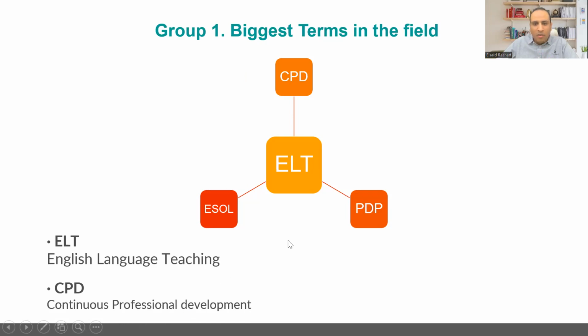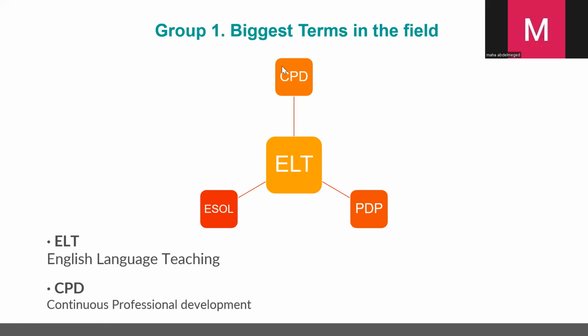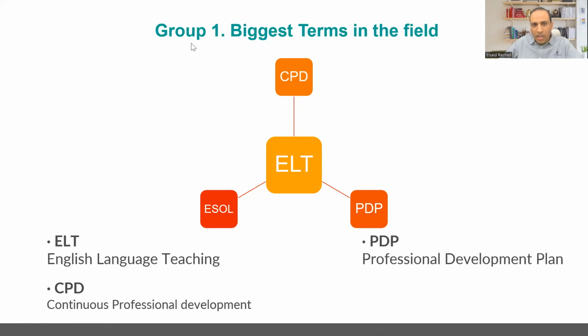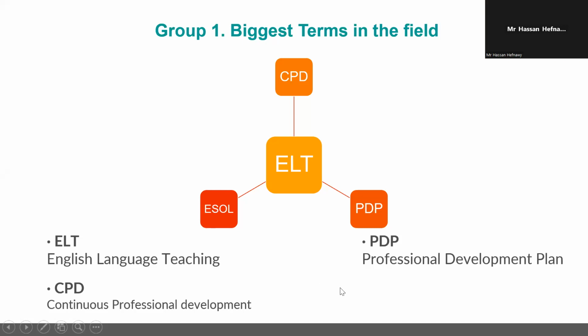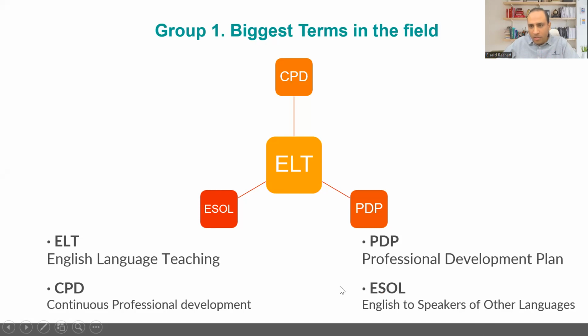All right, PDP. PD is professional development. Professional development plan. If you're working in a school or university and you have a problem with your teaching, they will most probably design a professional development plan to help you overcome your weaknesses. The last one, ESOL: English for speakers of other languages. Cambridge has English for speakers of other languages examinations.